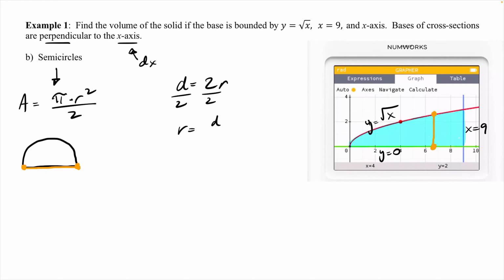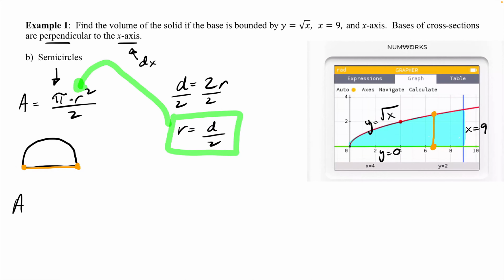Radius equals the diameter divided by 2, right? So what I'm going to do here is rewrite the formula that I had earlier, but I'm going to plug this guy in for R, because it's the same thing. Isn't the radius the same thing as half the diameter? So the new formula is going to be this: pi times, instead of R, I'm going to have D divided by 2, squared, over 2.